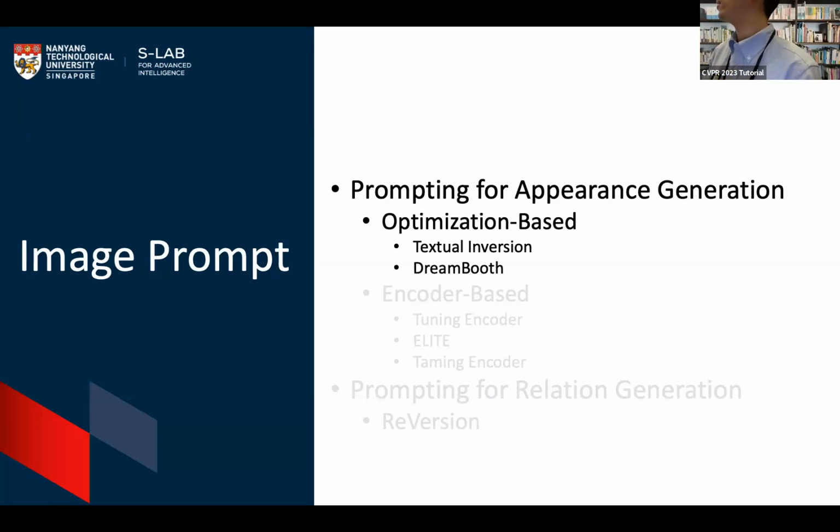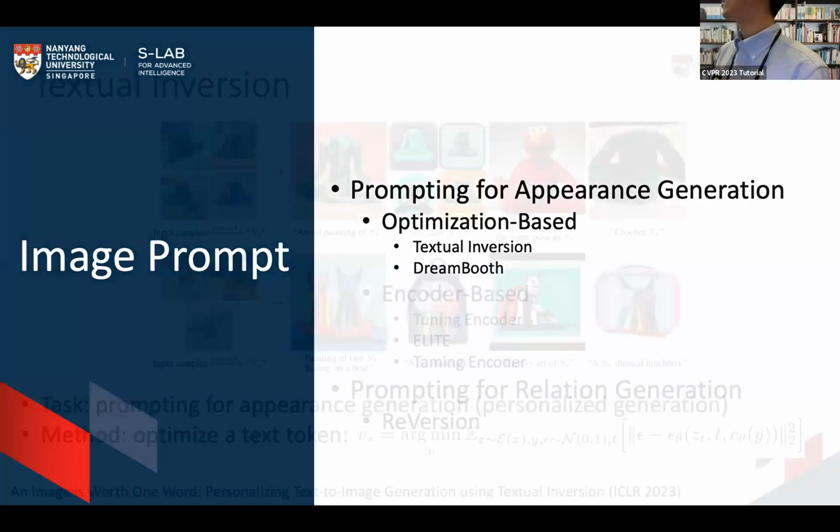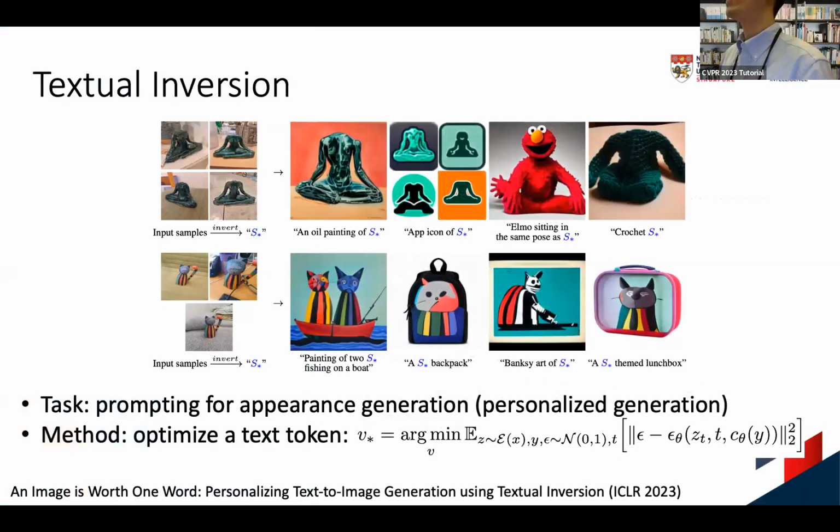So we will first talk about the optimization-based methods for appearance generation. The first pioneer work is Textual Inversion. You can see we are given some samples, right? We're given 4 sample images, and we want to invert these sample images to some prompt. Here S* is used to represent this prompt. Then we can use this prompt to generate new things, like an oil painting of S*, or Elmo sitting in the same pose as S*, right? So you can generate new things using a concept that is not conveyed by text, but conveyed by these images.